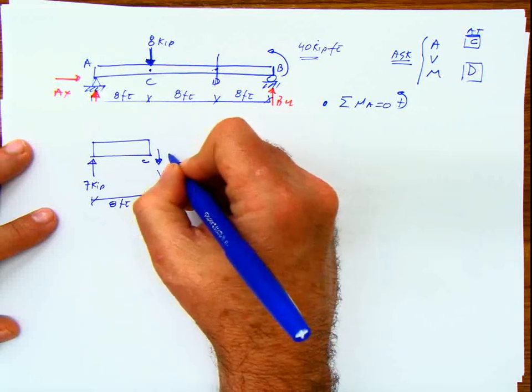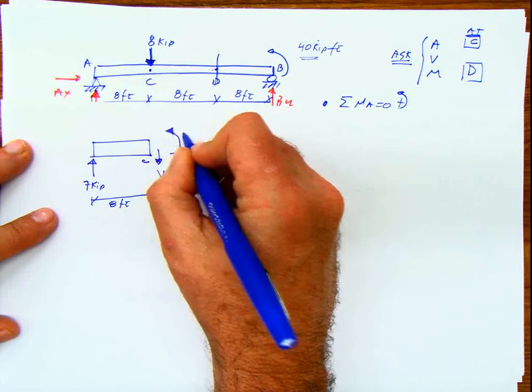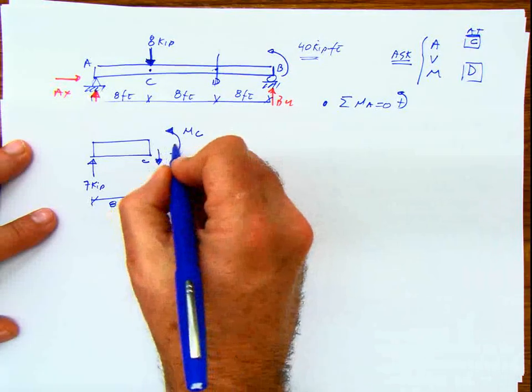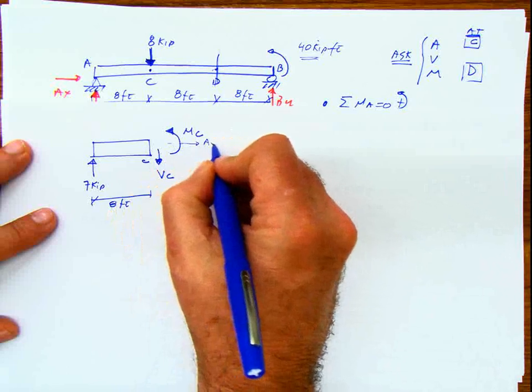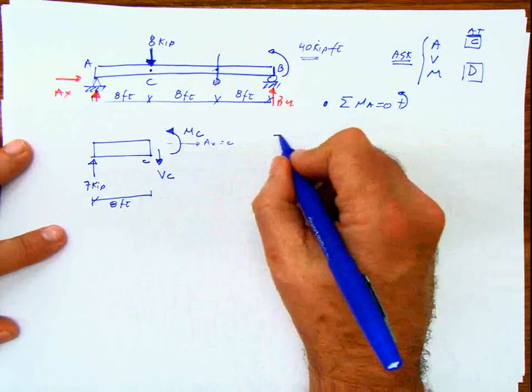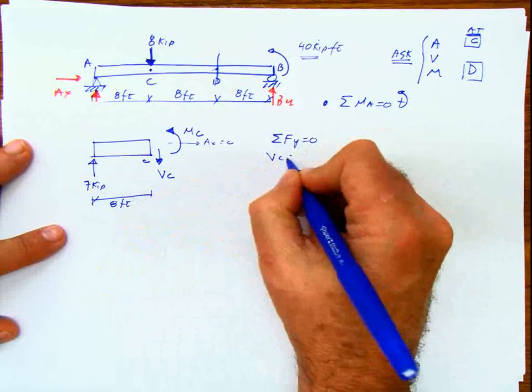And I'm going to have my moment also at C. And I should have the axial also at that point. But I'm not going to even put the axial because it's 0. I don't have any other force there. And I do the same thing. I do summation of forces in Y equals 0. Then I have BC equals 7 kip.